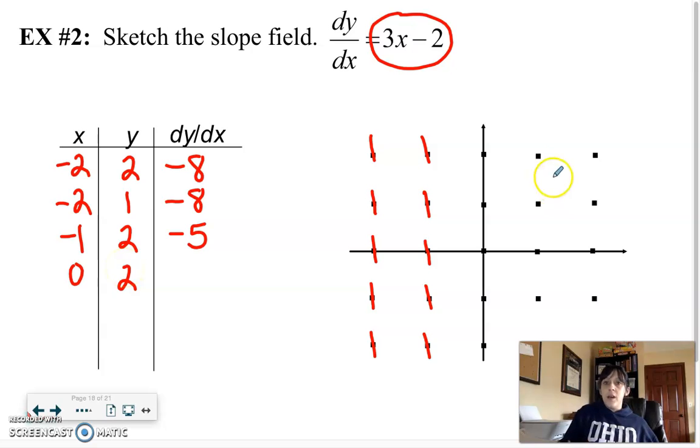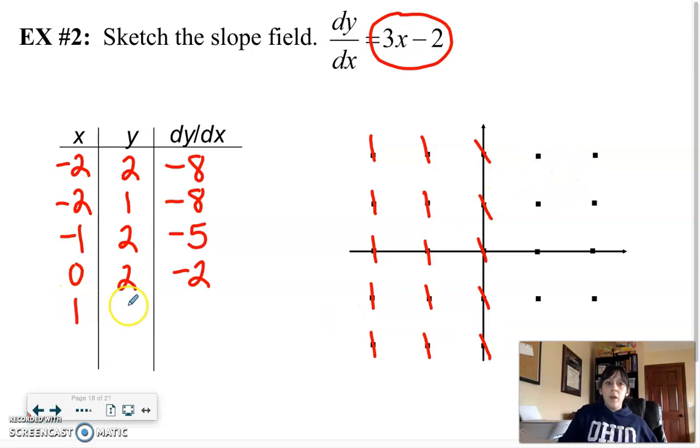Let's say I'm at (0, 2) now. So I'm up here. I want to find the slope there. 3 times the x coordinate would be 0, minus 2 is negative 2. So again, a negative slope, but definitely not as steep as before.